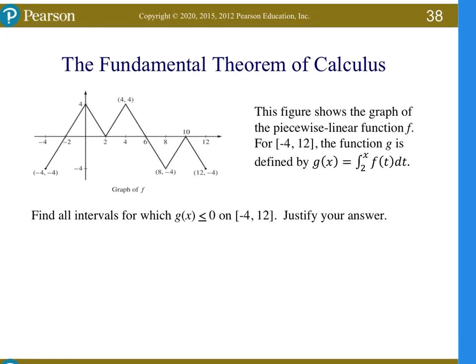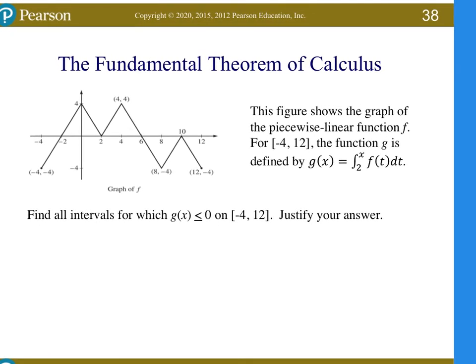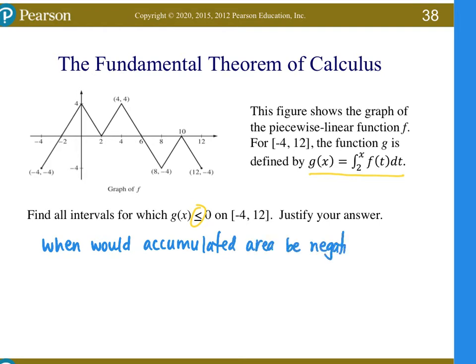Here's a new picture, new graph. Find all intervals for which G is less than 0 for this picture. Well, what is G? G is the accumulated area starting at 2 under this picture. So my question is, when would accumulated area be negative, starting at 2?